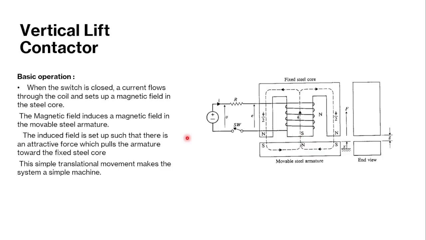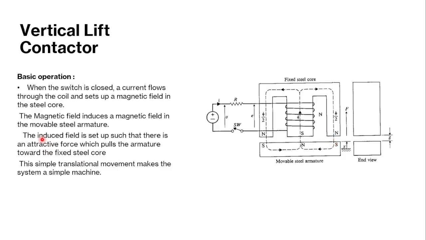Alright, so we read here. When the switch is closed, a current flows through the coil and sets up the magnetic field in the steel core. The magnetic field induces a magnetic field in the movable steel armature. So this north pole will induce a south pole, this south pole will induce a north pole, and this north pole will then induce a south pole.